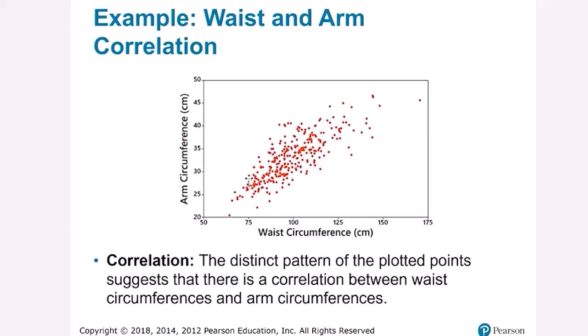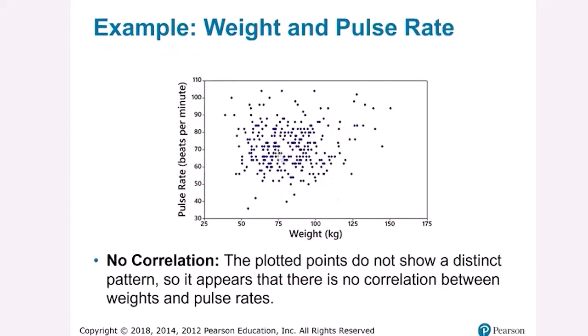Sometimes not as much, sometimes more, but we can see that there is a distinct pattern of the plotted points, and it suggests that there is a correlation between waist circumference and arm circumference. It's following that line. Now we're going to look at another one.